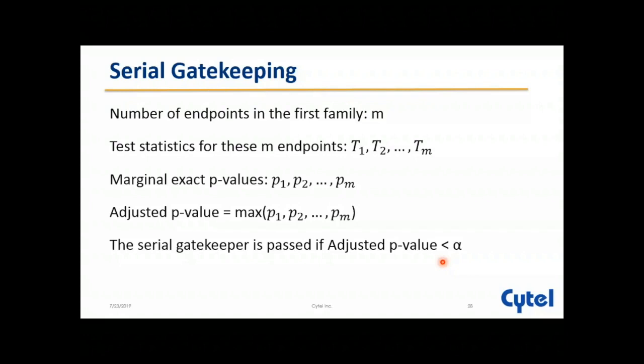In serial gatekeeping, the idea is that there are, suppose, m endpoints in the first family. That means there are m primary endpoints. To analyze the data for these m endpoints, suppose there are test statistics T1, T2, up to Tm, depending on what effect size and what kind of testing you want to do. So these test statistics are there, T1, T2, T3 up to Tm.